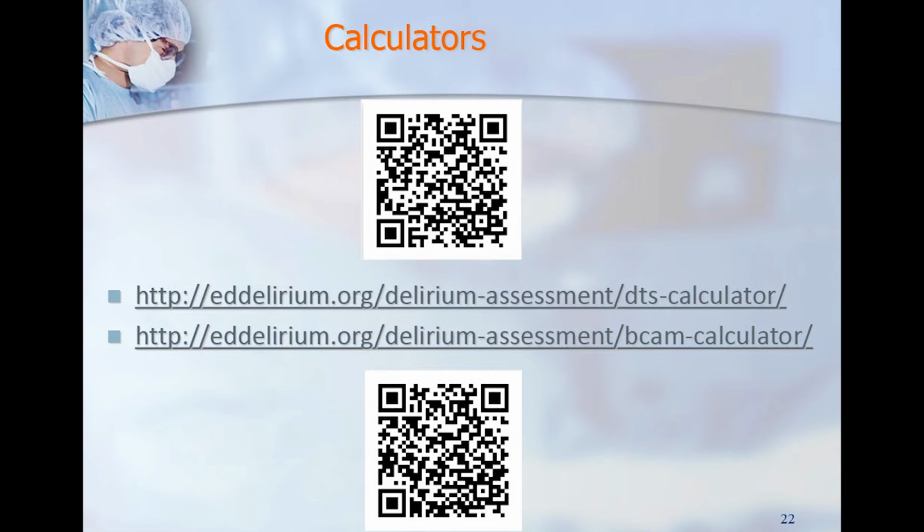The recommendation is the BCAM, the brief CAM, or the 3D-CAM, which is a chart or a sheet. Generally, use the BCAM or the QR code, and save it in your smartphone.